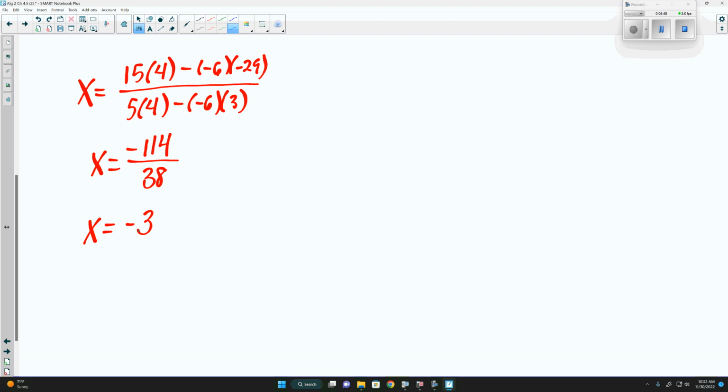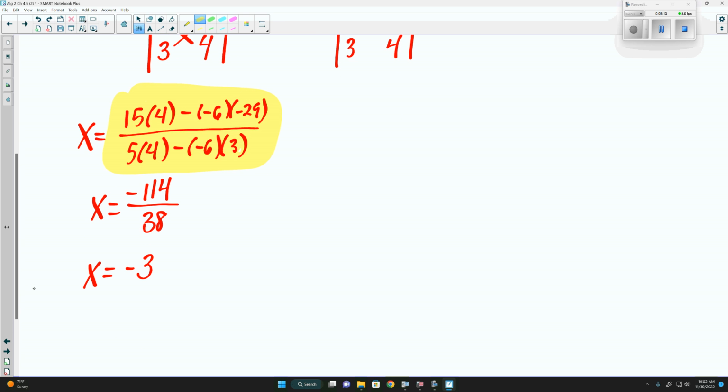Or we could have typed that whole thing in to begin with, because we could have typed the entire fraction into the calculator, hit enter, and it would have told us it's -3. We didn't have to step it out. Questions on how we found the value of x?